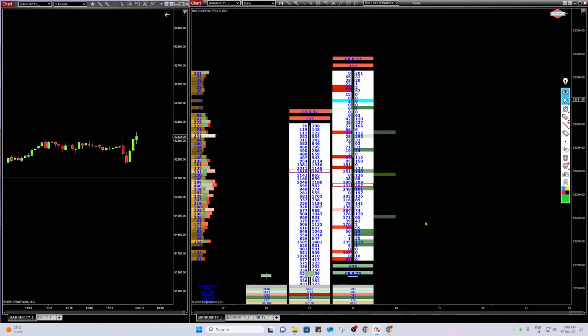Order flow charts. For the daily candle, the point of control is here. So till this point, this is the daily point of control, so till this point we need not worry. When it breaks this point, we need to think of downside rather than upside.